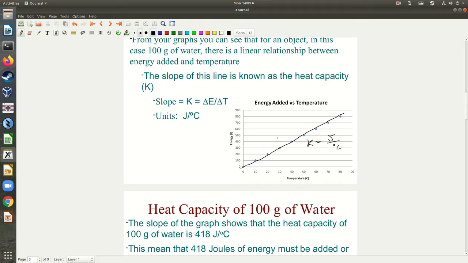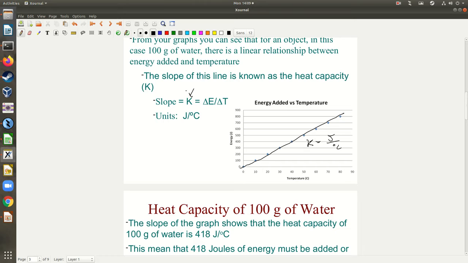Heat capacity tells you how much energy you need, of a certain amount of massive substance, to move it up or down 1 degree Celsius. This is heat capacity. Most books will call it a K.